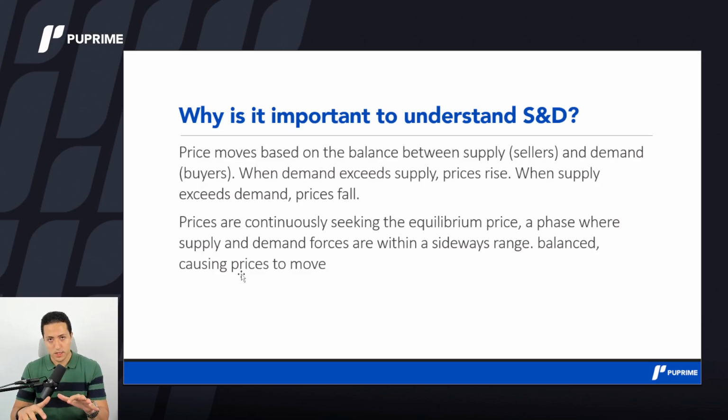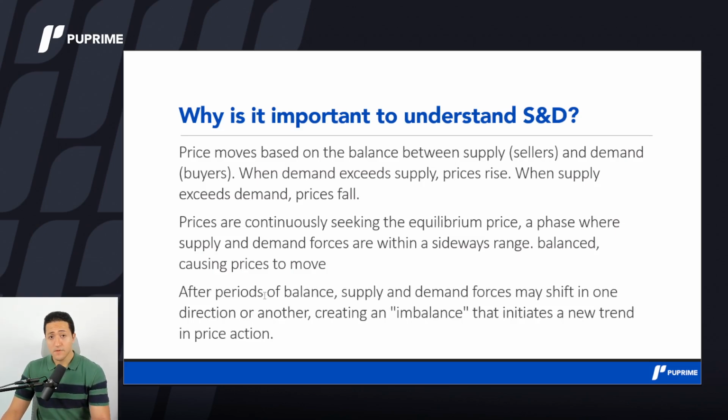Prices are moving sideways until something new happens that causes those supply and demand forces to shift, either with higher demand, so prices go higher, or by higher supply, so prices go lower. This is how markets work, okay? After periods of balance, which we call the equilibrium, supply and demand forces may shift in one direction or another, creating an imbalance that initiates a new trend in price action. This is exactly what we have just explained, okay?